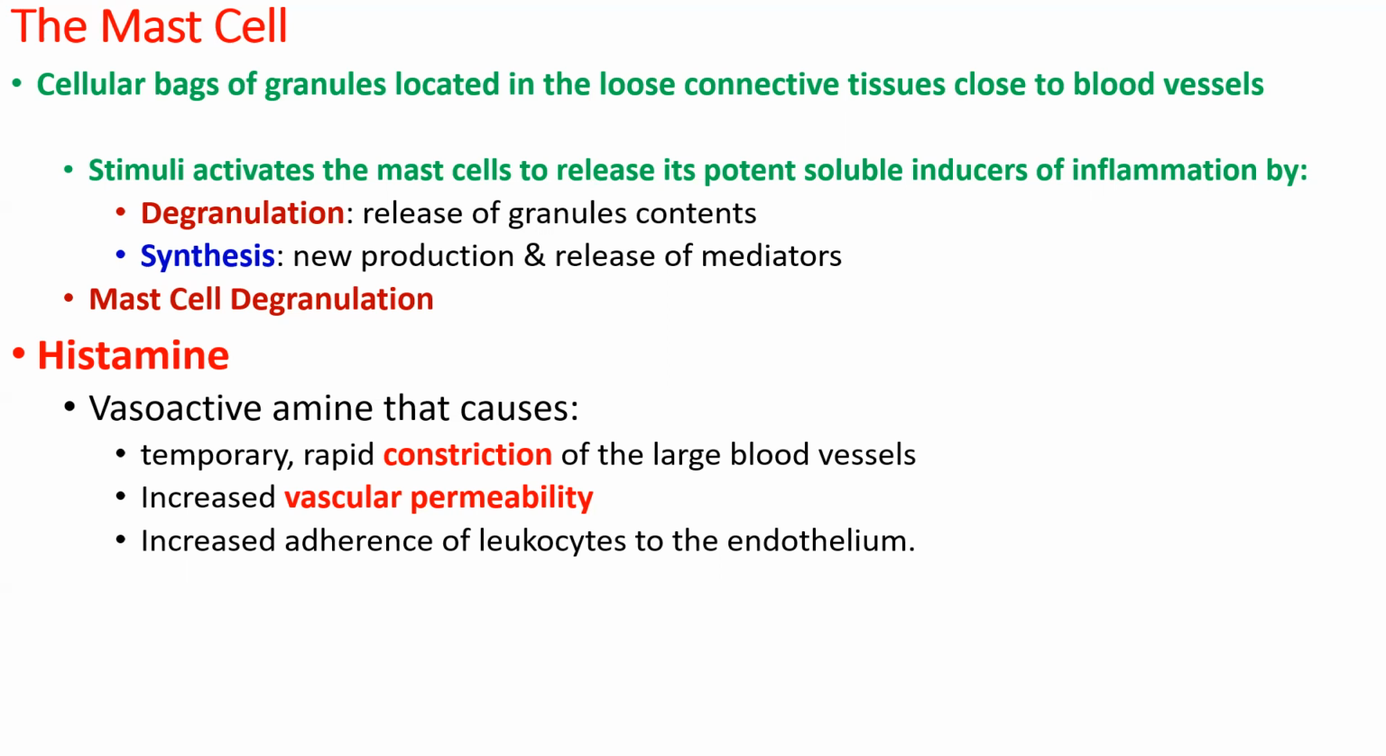So, for example, histamine is one of the main components of the chemical mediators when the mast cell has been activated, and that will result through the degradation of the mast cells. It's a vasoactive amine that will lead to rapid constriction of the large blood vessels.